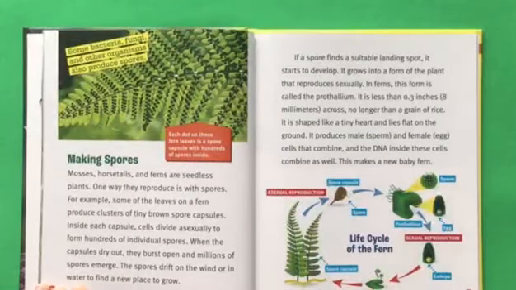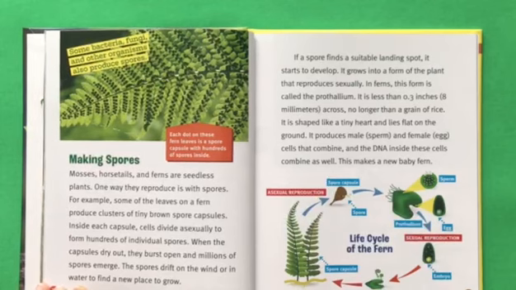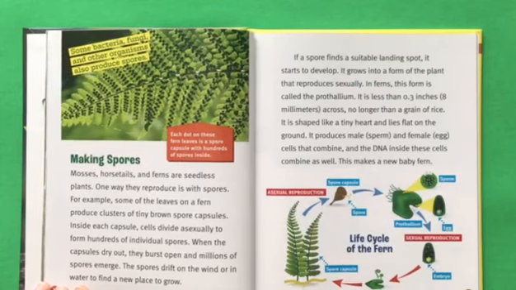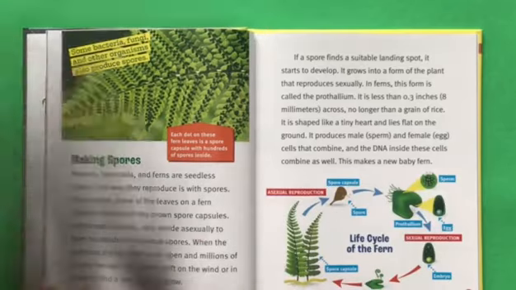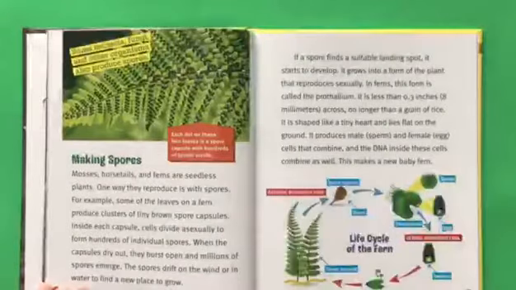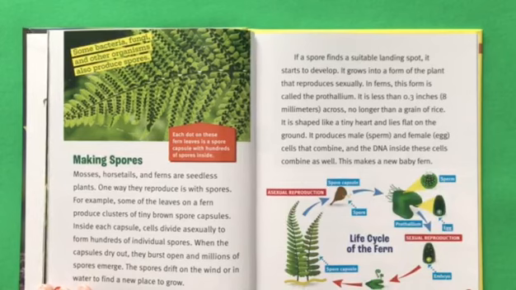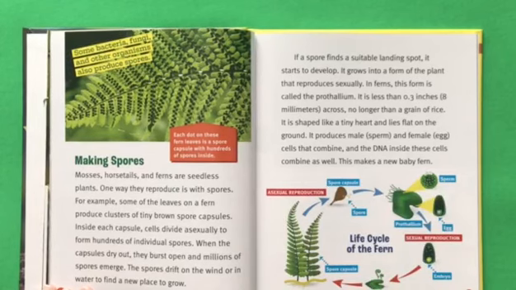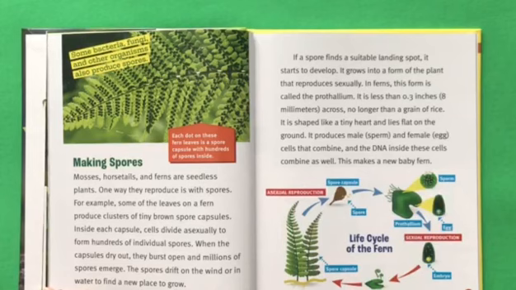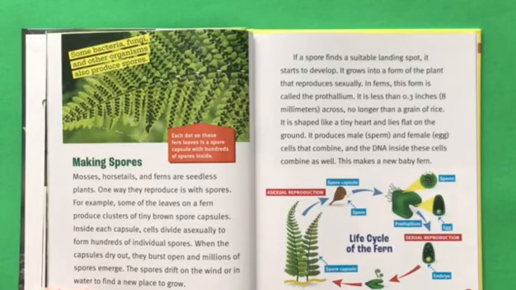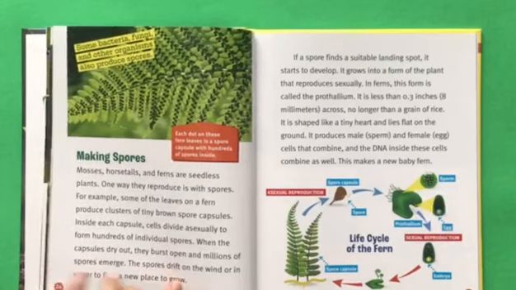Making spores. Mosses, horsetails, and ferns are seedless plants. One way they reproduce is with spores. For example, some of the leaves on a fern produce clusters of tiny brown spore capsules. Inside each capsule, cells divide asexually to form hundreds of individual spores. When the capsules dry out, they burst open and millions of spores emerge. The spores drift on the wind or in water to find a new place to grow.